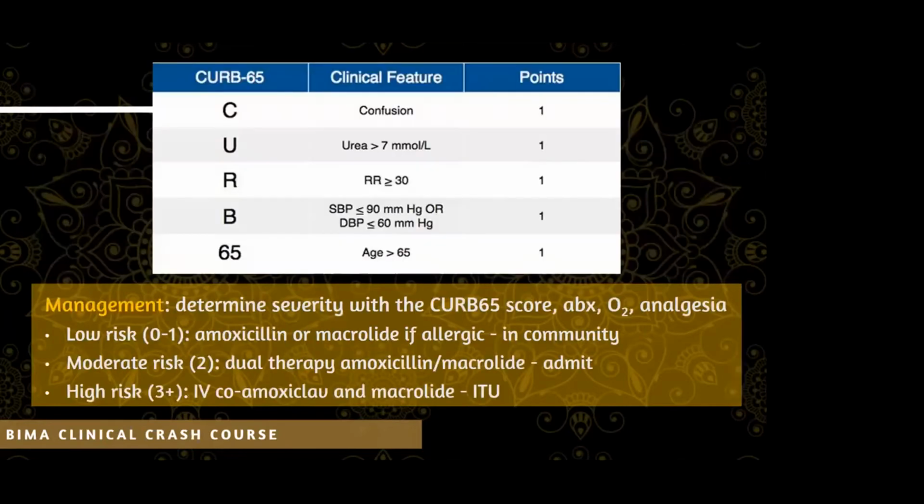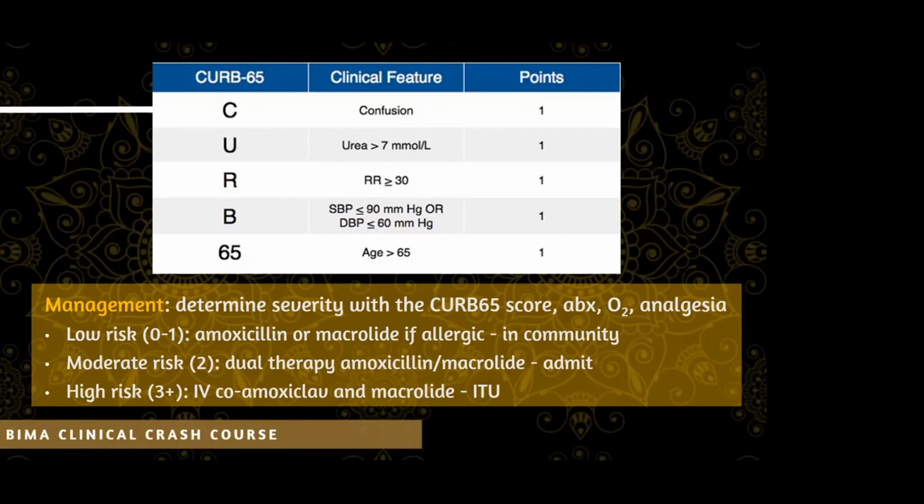So we're talking about the CURB-65 score. Essentially, it's the number of points of this that tells you whether a person needs to be treated with oral antibiotics or IV antibiotics, and whether they can be treated at home or in the community, or whether they need to come into hospital. If they're confused, that's a sign of a more severe infection. If their urea is greater than 7, or their respiratory rate greater than 30, if their blood pressure is essentially not holding up, so they've got a systolic less than 90 or a diastolic less than 60, so they're hemodynamically unstable, and if they're over 65.